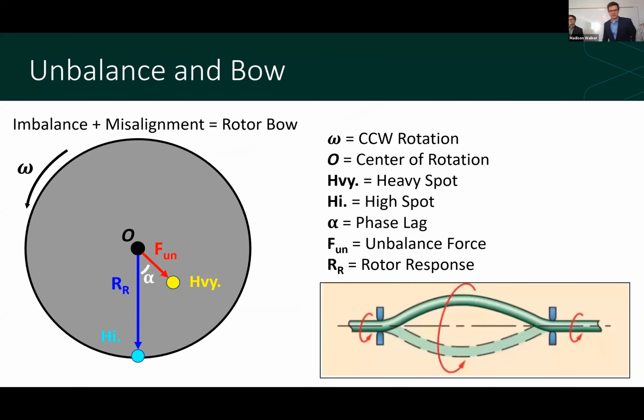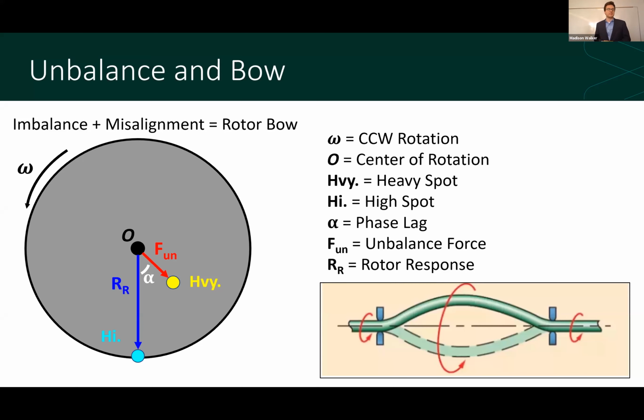Let's talk a little bit more about the theory that causes unbalance. So in any rotary system, if there's a misalignment or if there's an off-center mass, you're going to get some imbalance, and that can cause a bow. Here on the left, you can see a cross section of a rotor. It's rotating counterclockwise. It's denoted by the omega. The center is denoted by the black dot and the O.